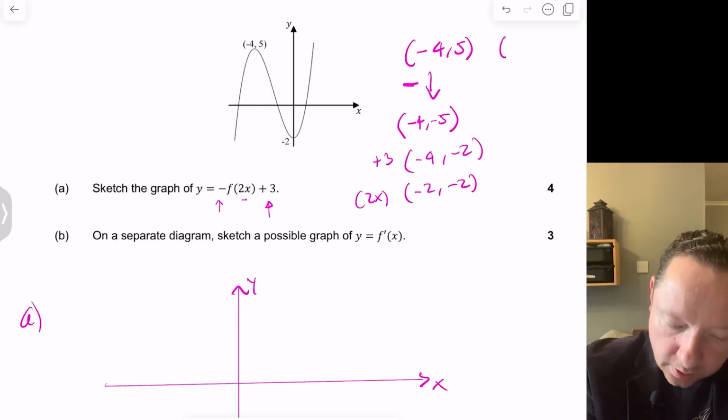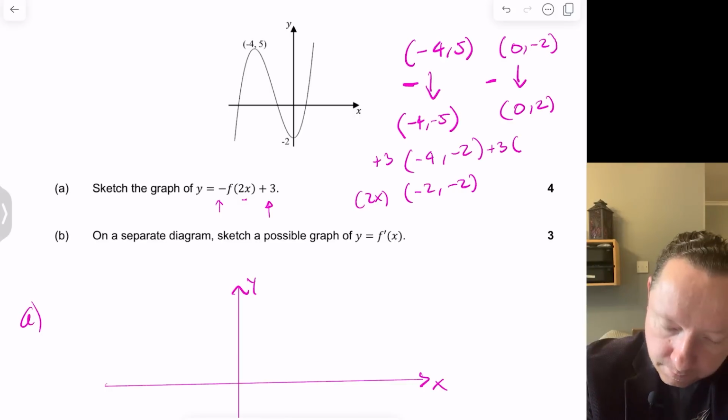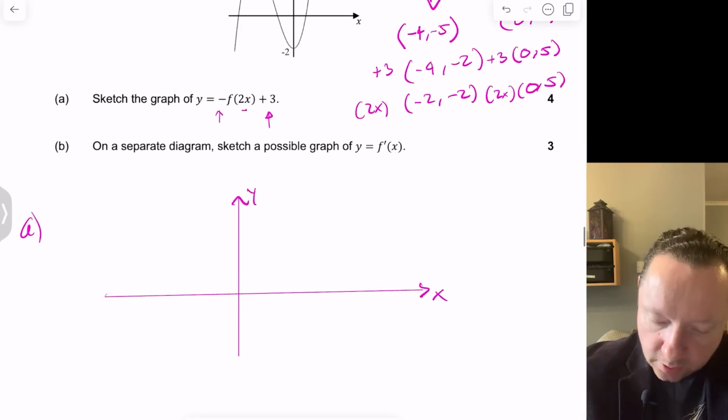And then my next coordinate is 0, minus 2. So if that gets flipped upside down, the y part becomes 0, 2. And then I need to add 3. So 0, 5. But then I need to half the x coordinate, half of 0 is 0, so it's still 0, 5. So there's my new point.